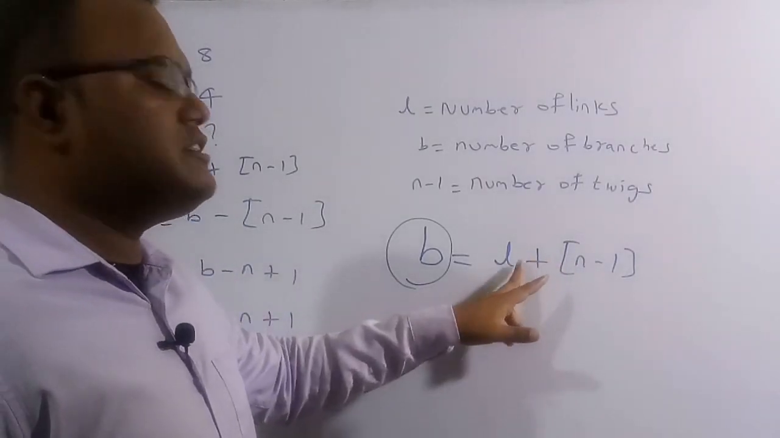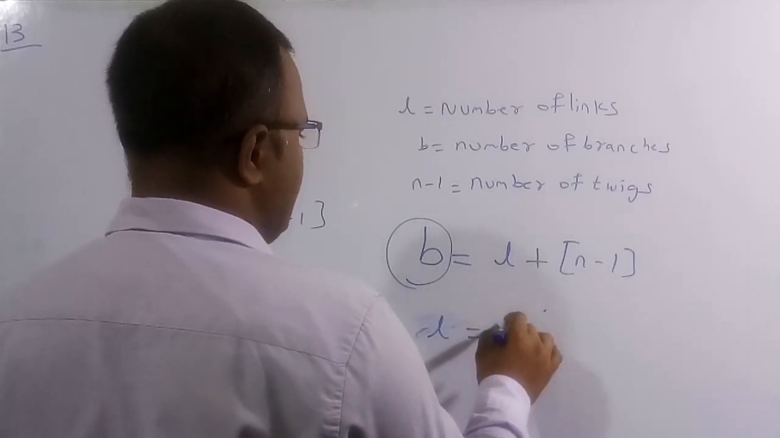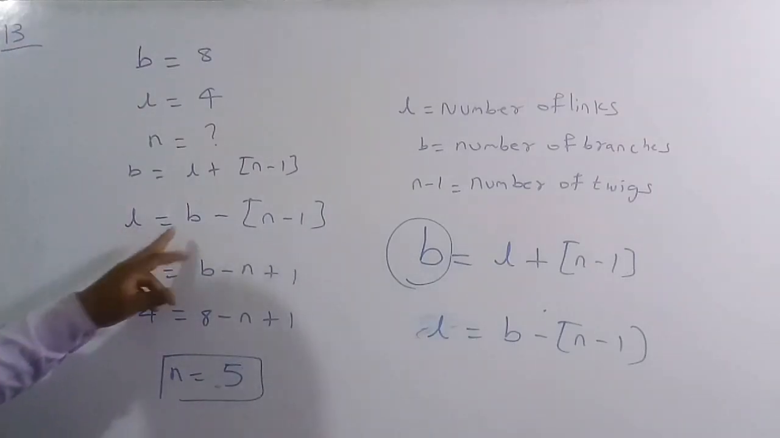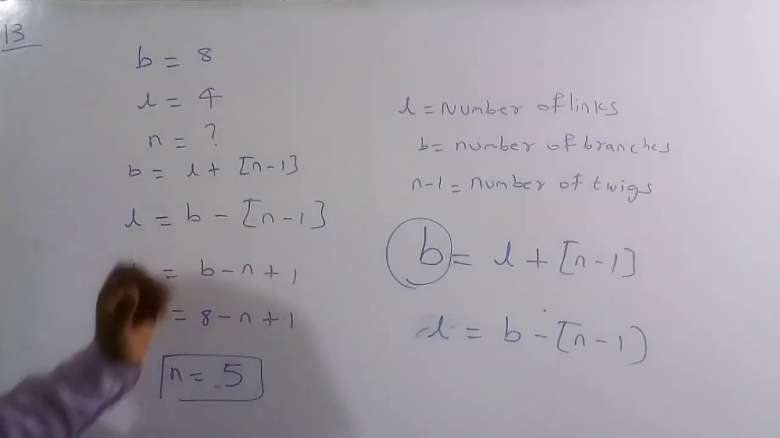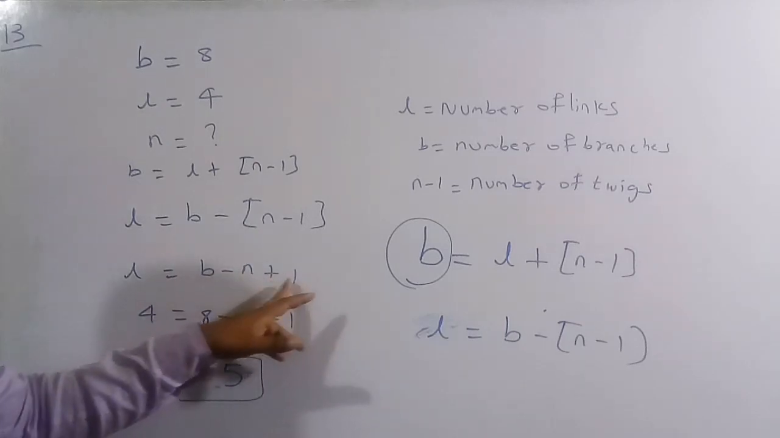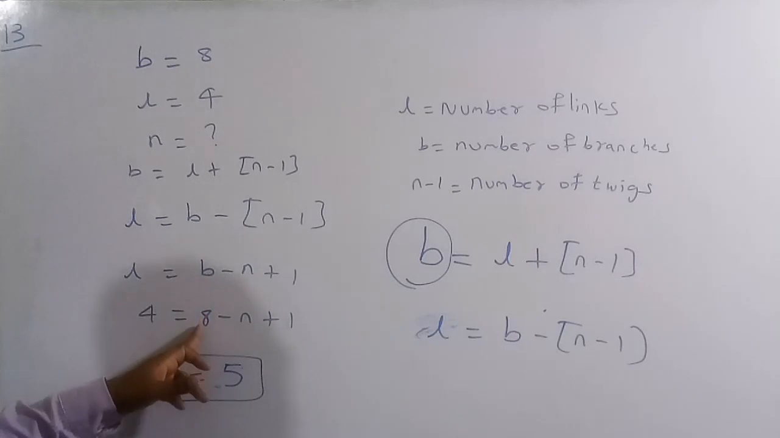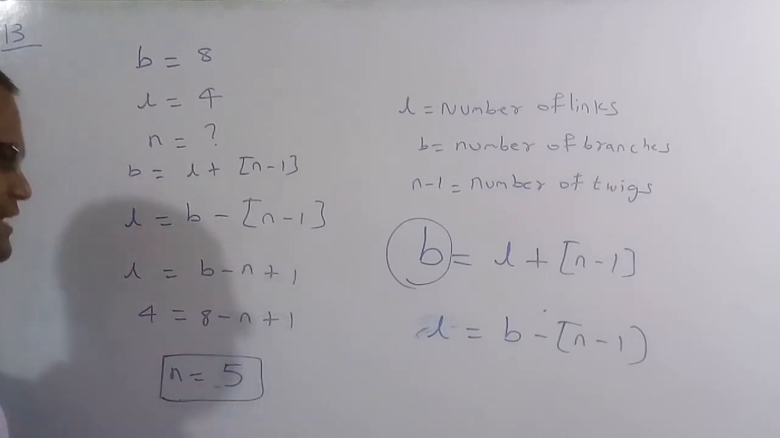But we need the value of L. So I am writing it in another fashion: L is equal to B minus of n minus 1. Taking the minus inside, L is equal to B minus n plus 1. I know the value of L, which is 4, and the value of B, which is 8, minus n plus 1. So there is only one equation with only one unknown. After solving this, we get n is equal to 5.